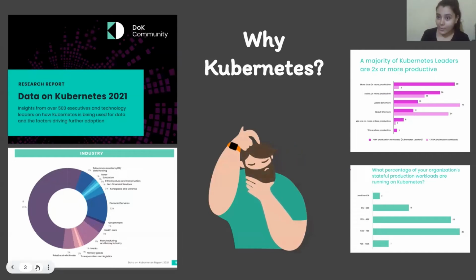So before we get started with the resources part, it is very important for us to understand why we are learning Kubernetes. Why should we even bother? DoK conducted research recently and gathered insights from over 500 executives and technology leaders on how Kubernetes is being used for data and factors driving further adoption. The key findings show that 90% believe that it is ready for stateful workloads, and a large majority, about 70%, are running them in production with databases topping the list. With significant benefits like consistency, standardization, and management, business demands are creating pressures for further adoption. In short, Kubernetes has become a core part of the IT industry and it is going to get bigger.